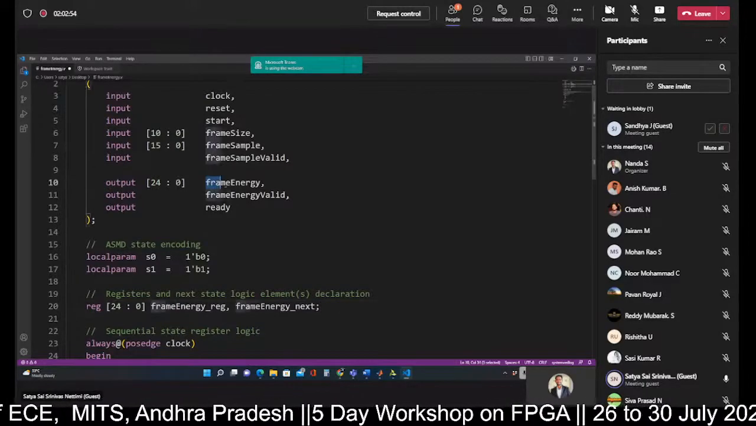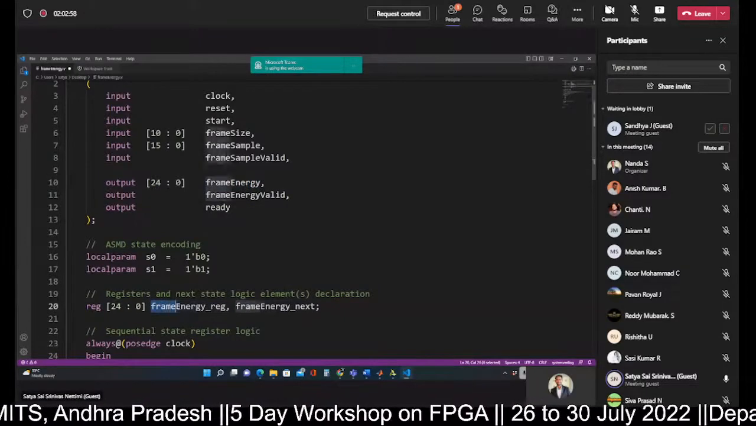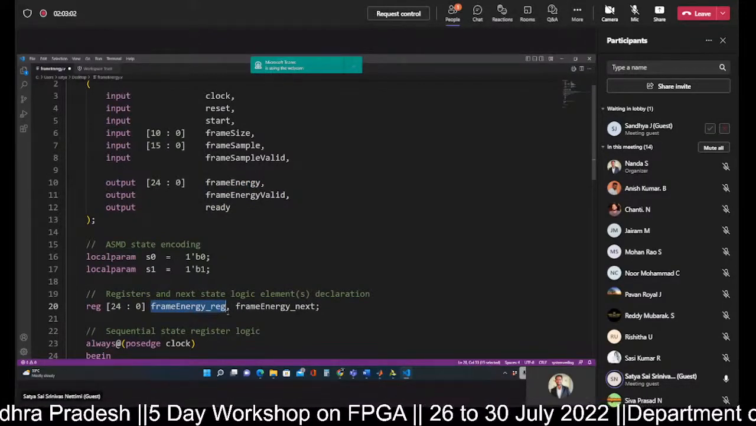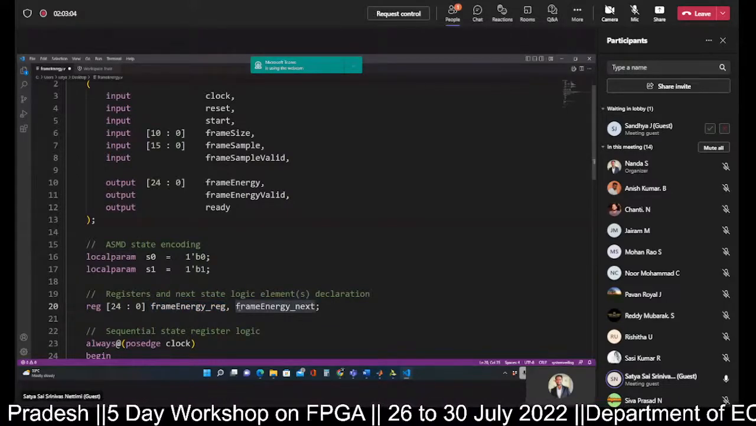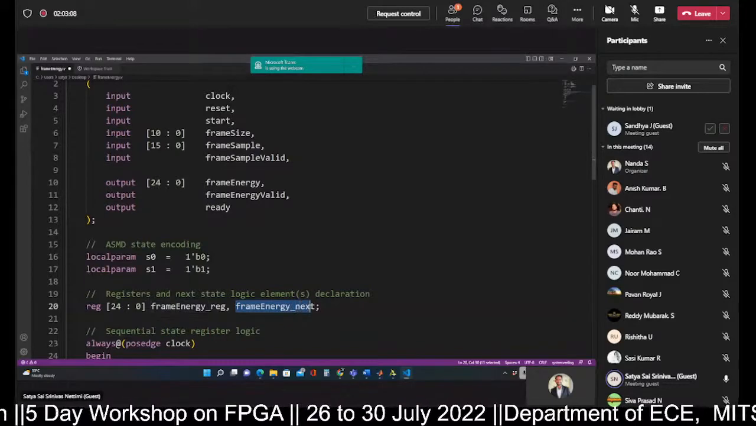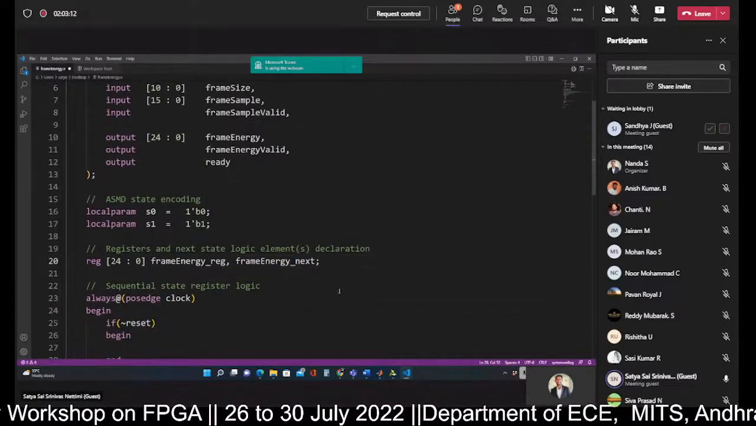In order to drive this frame energy, I need a register. That's why I'm declaring a frame energy register. And this register should be driven by the combinational part, right? Combinational logic. For that part, I'm defining frame_energy_next. So this is the notation.